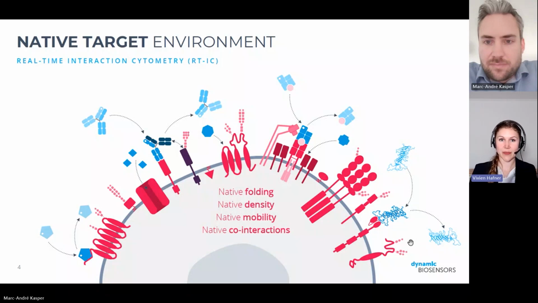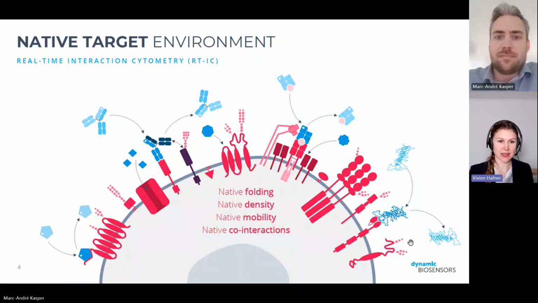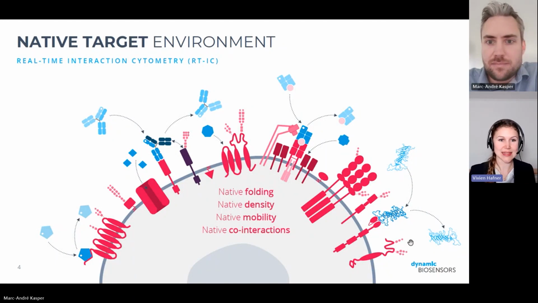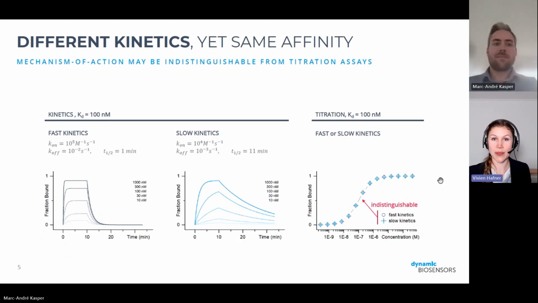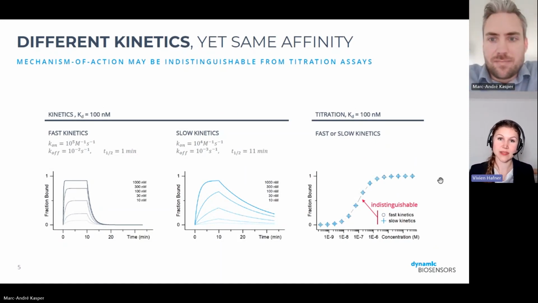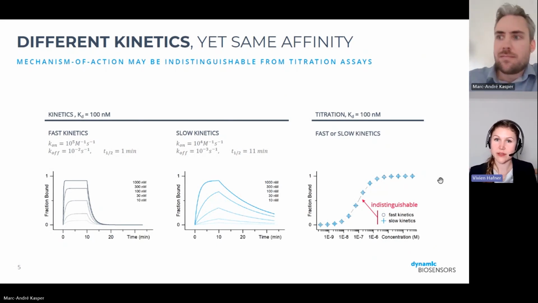So this is why we are measuring this with real-time interaction cytometry, and how we do this is described on the next slide. So it is a real-time measurement, and this is important because the on and off rates always give you more information than just simple affinity. So there are also other technologies like flow cytometry, for example, where you can do titration-based measurements and you will get a KD out of that.